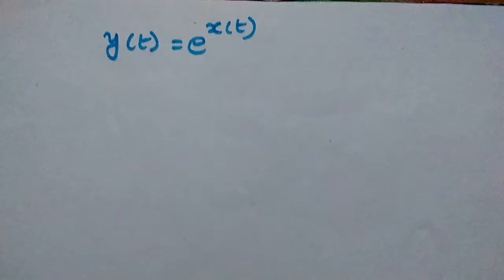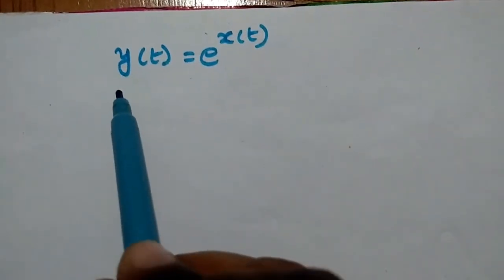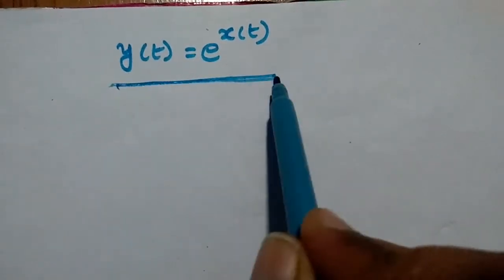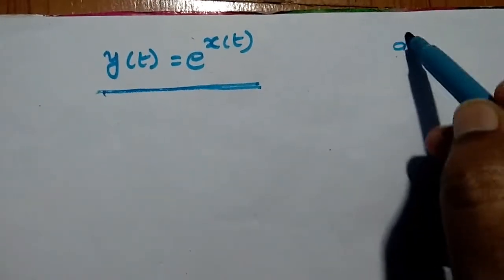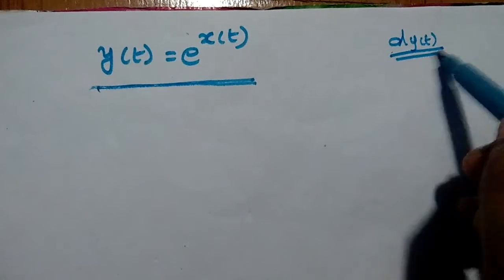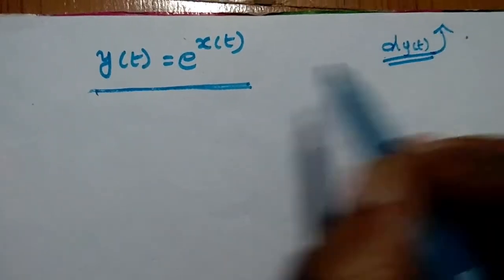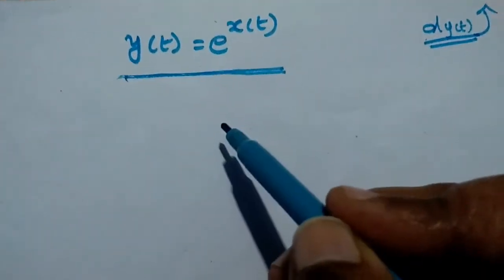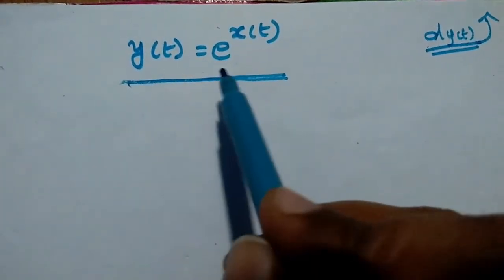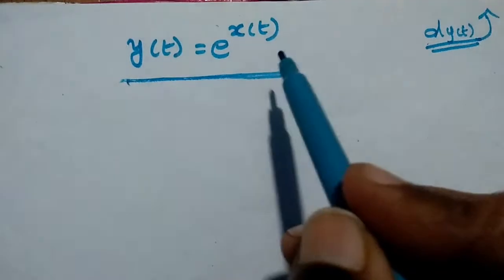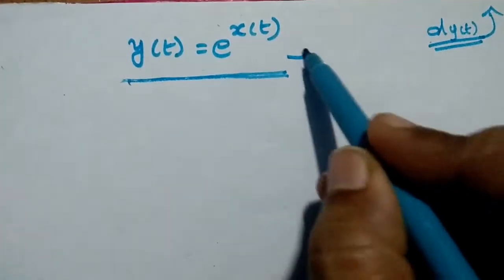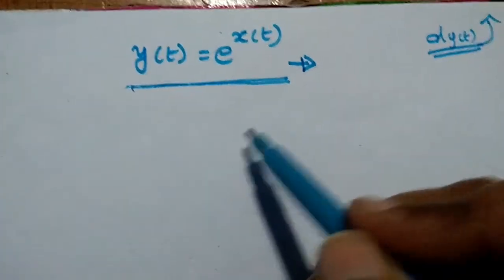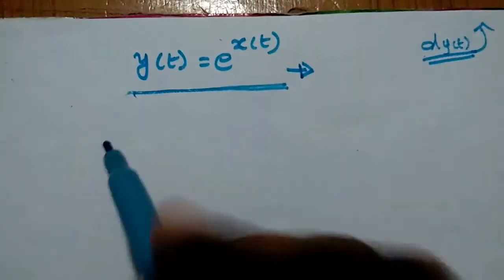Okay, next, consider another example. Whenever differential terms come in the system, we can use the previous method. In this case, we are going to use a different method. That is y of t is equal to e power x of t. We are going to find out whether it is a linear or non-linear system. How? For this type of problem.